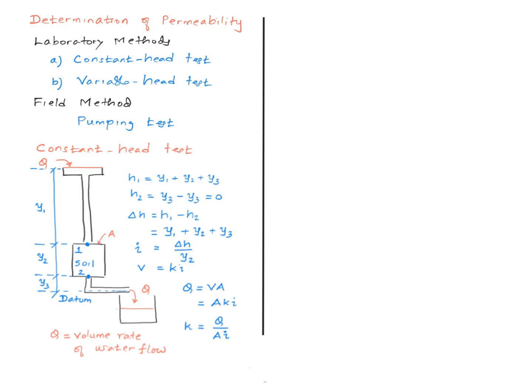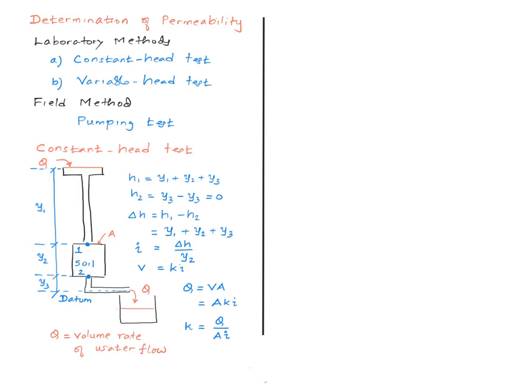Constant head test is the simplest of all. So basically what you do is you take a soil sample and induce flow through it by applying a hydraulic gradient across its length. Typically, a setup like this is used, which allows you to maintain a constant water level over here and constant water level over here. So we take 2 points, 1 and 2, one at the top, 2 at the bottom.